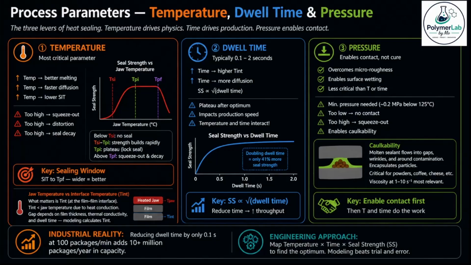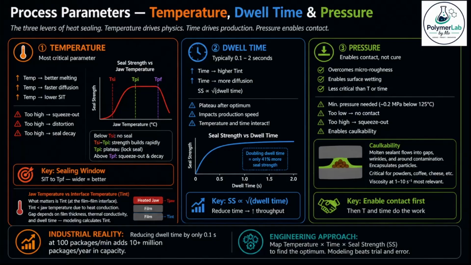Dwell time, the second one, is the production trade-off. More dwell time gives higher interface temperature and more diffusion time, better seals. But more dwell time means fewer packages per minute. The relationship between seal strength and dwell time follows the square root from the reptation model. So you get diminishing returns.